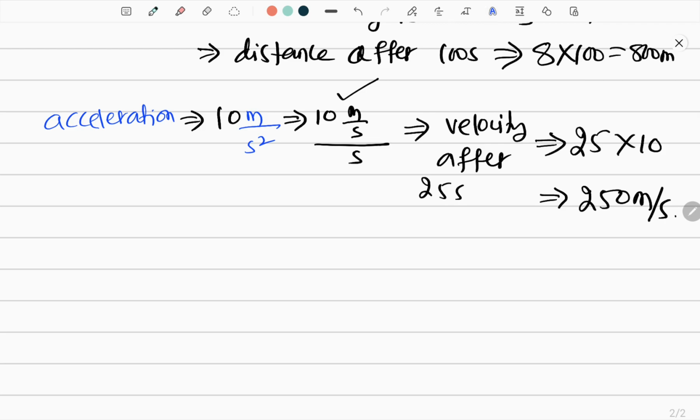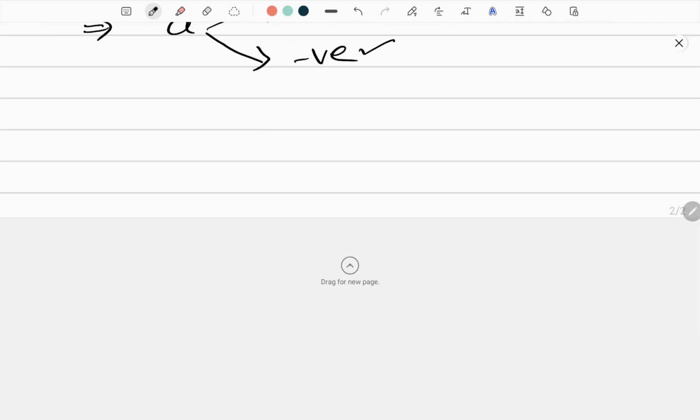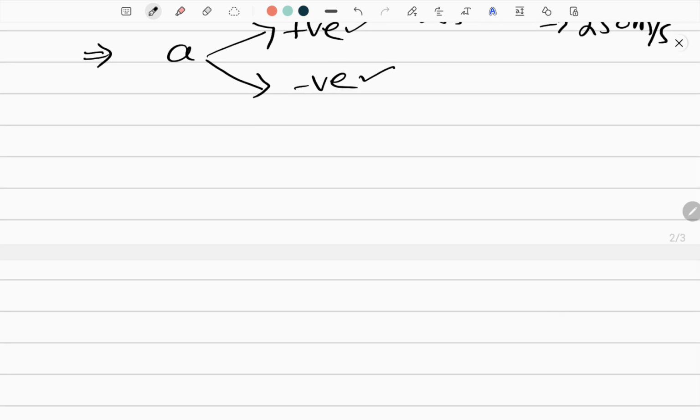All right, now don't think that acceleration will be always positive. Acceleration can be positive also, and acceleration can be negative also. Okay, what is the meaning of acceleration being positive and negative? We'll see that. All right, now let us take different cases here.